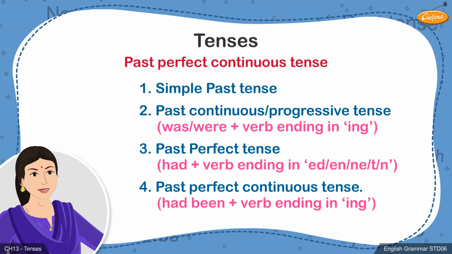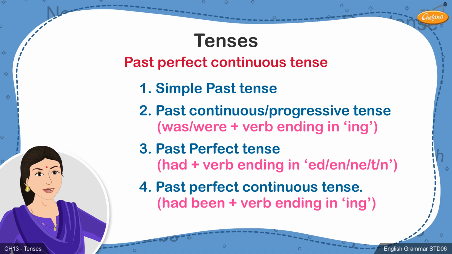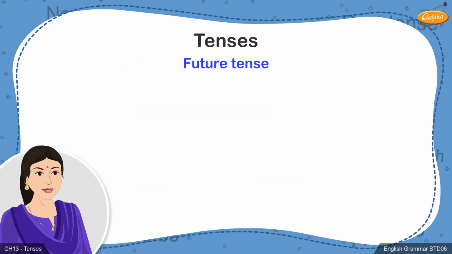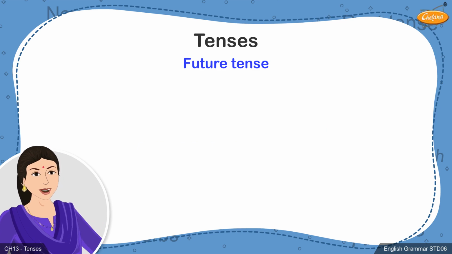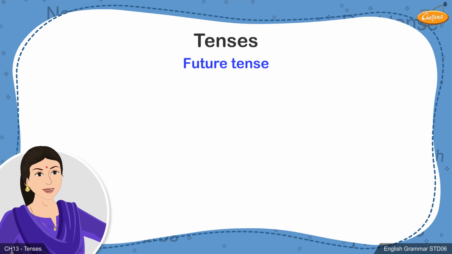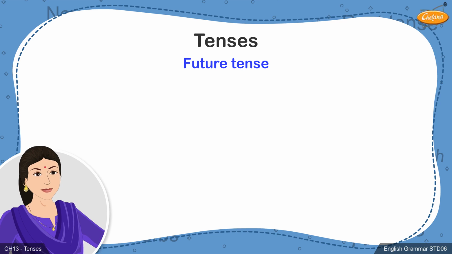Students, you now know how to identify and form the tenses under past tense. Clip 3. Future tense. Now that we have completed 2 out of the 3 main tense forms, that is past and present, let's move on to the last tense, future tense.